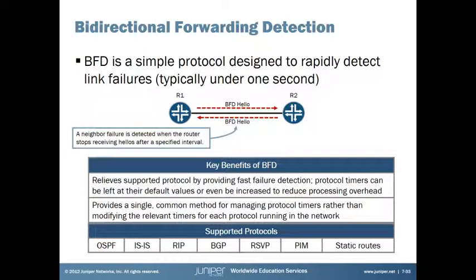A neighbor failure is detected when a router stops receiving hellos after a specified interval. This relieves the supported protocol by providing fast failure detection. Protocol timers can be left at the default values, or even increased to reduce processing overhead. This is the protocol timers in the routing protocols. It provides a single common method of managing protocol timers, rather than modifying the relevant timers for each and every protocol running on the network. All the protocols that are supported: OSPF, ISIS, RIP, BGP, RSVP, PIM, and static routes.